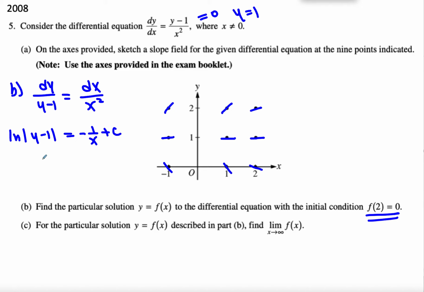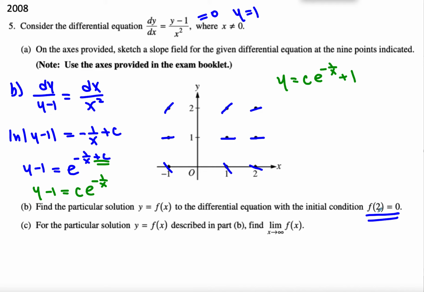So now what I'm going to do is raise both sides by e, so we get y minus 1 should be equal to e to the negative 1 over x plus c. But you see this plus c in the exponent is the same thing as multiplication, so we get y minus 1 is equal to c times e to the negative 1 over x. Now when I add 1, y is equal to c times e to the negative 1 over x plus 1.